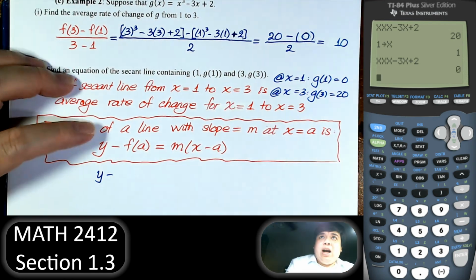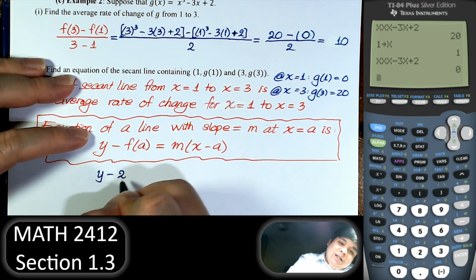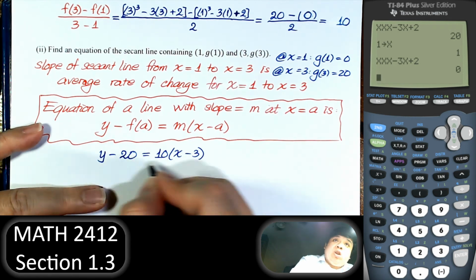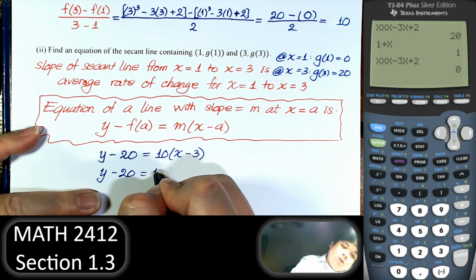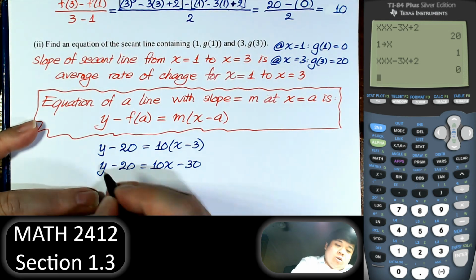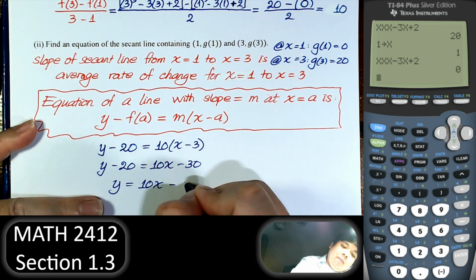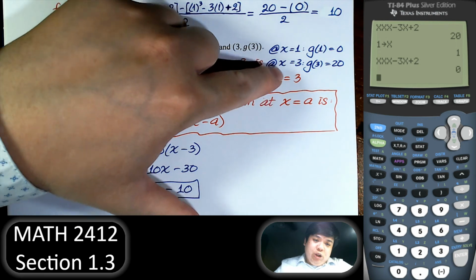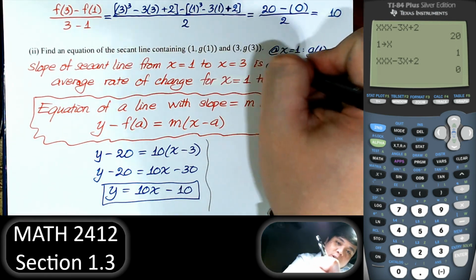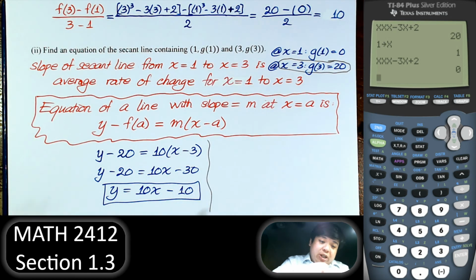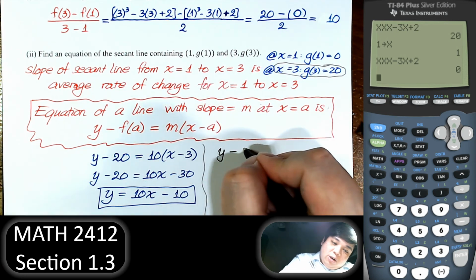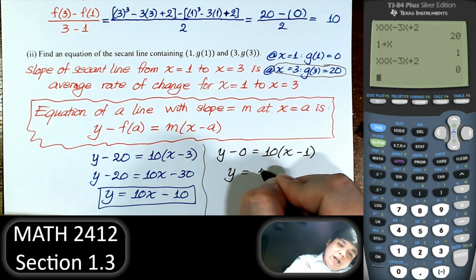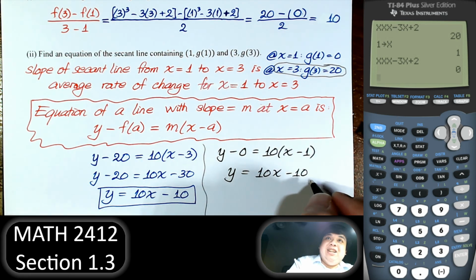So we can use either one of these, and let's use the 20. The slope we calculated is 10, and the x value is 3. So multiplying it out, we have y minus 20 equal to 10x minus 30. Add 20 on both sides, y equal to 10x minus 10. That is, of course, if we use this point. Now, if we want to use the other point, y minus the value, which is 0, equal to 10, the slope, times x minus the x value of 1. So we have y equal to 10x minus 10. Actually, this one is even simpler than that.